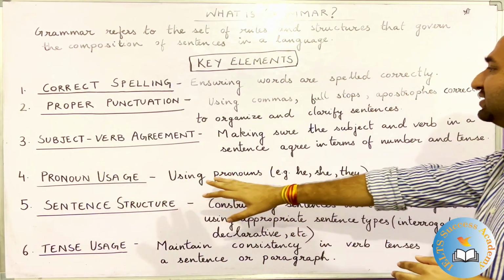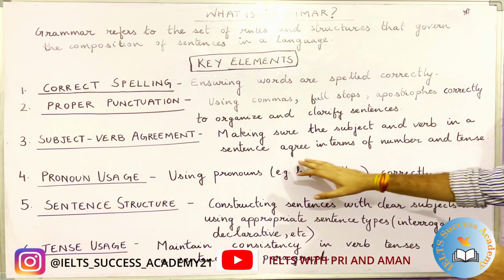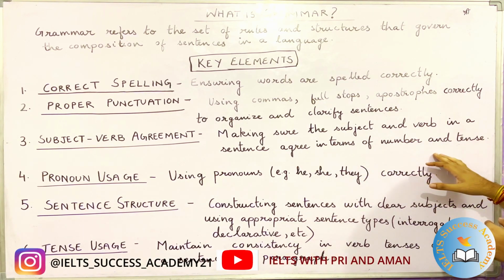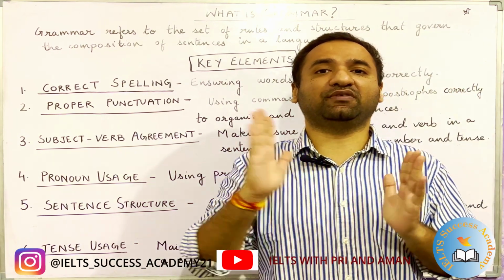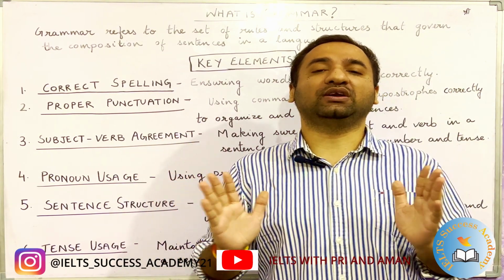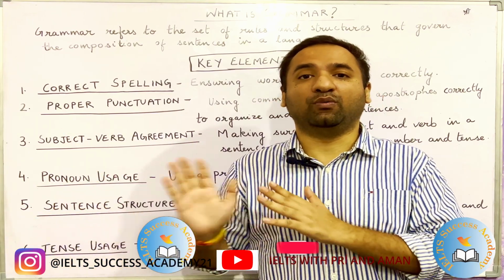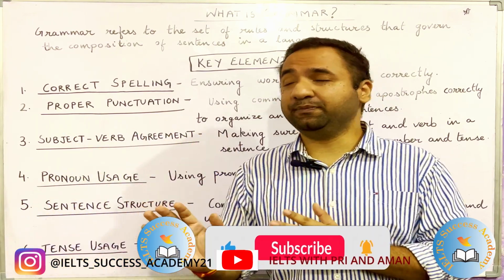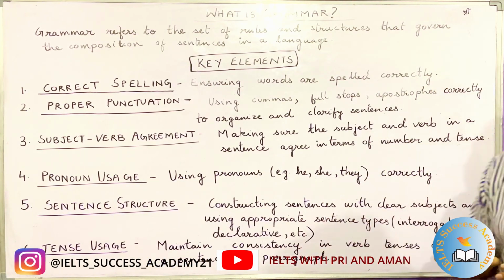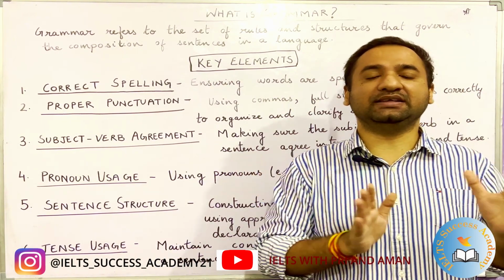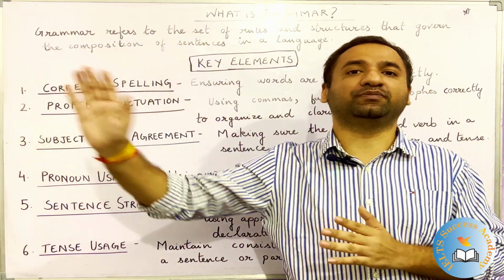The third one is subject verb agreement. Make sure that the subject and the verb in a sentence agree in terms of number and tense. Make sure the subject and the verb agree. What is the subject? The subject is the person who is doing the work. Verb is the work. Okay. And in terms of tense, what is tense? There are three main tenses: present, past, and future. Okay.